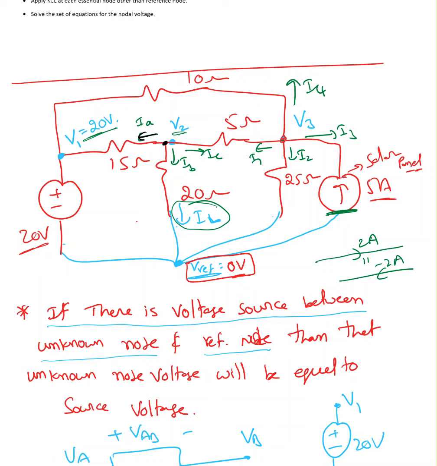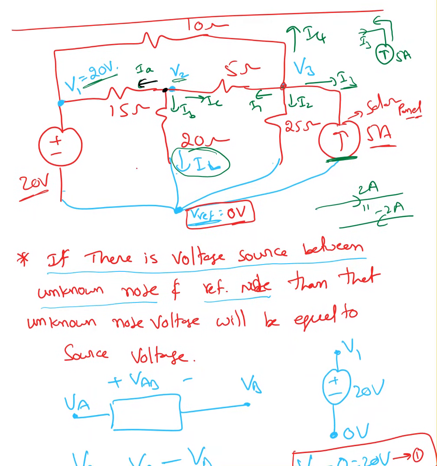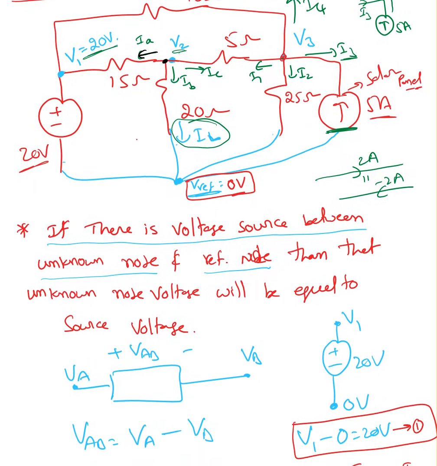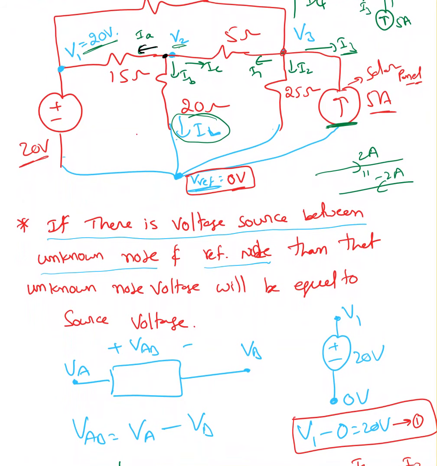Now when it comes to I3, can I say I3 equal to negative 5 amperes? Because here is a current source, okay, 5 amperes. The 5 ampere current is flowing in this direction, but you're assuming I3 current is flowing in the opposite direction. So I can choose this I3 equal to negative 5 amperes. So at V3, I'm going to apply KCL, write down the equations.